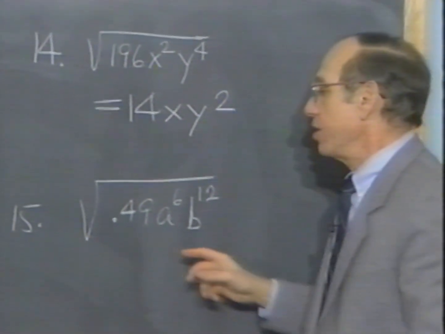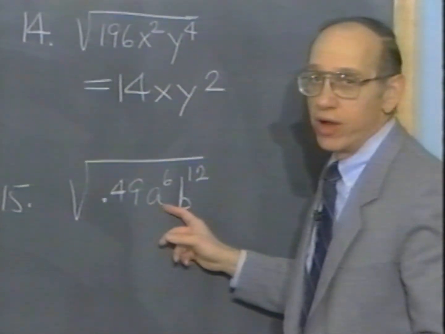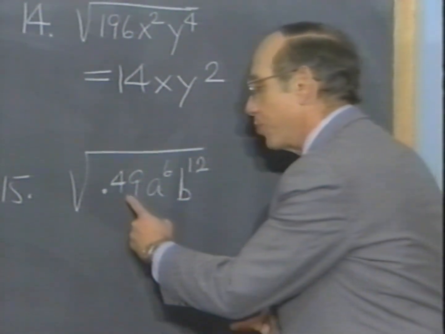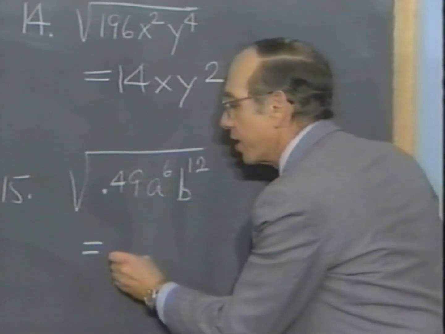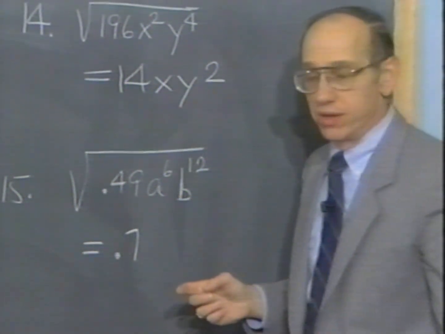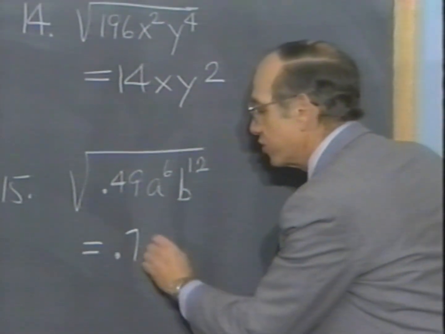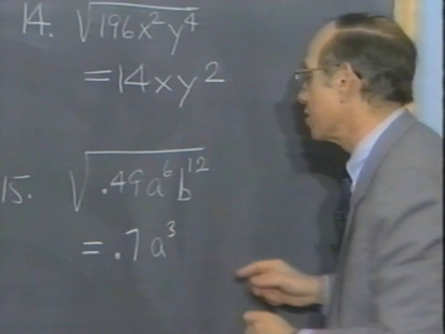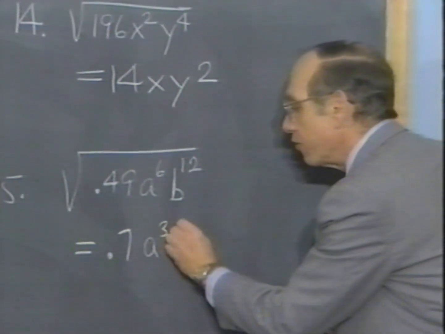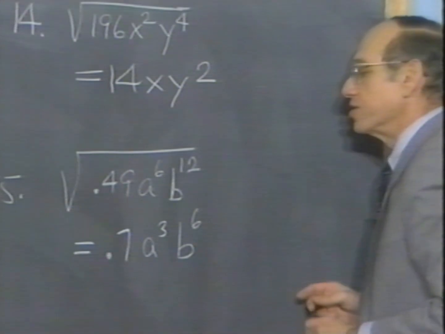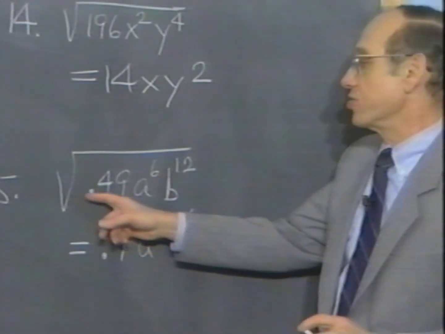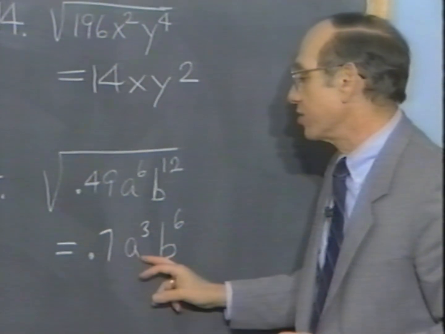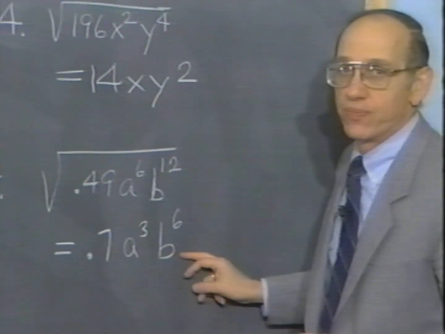Problem 15, we have the square root of 0.49 a to the 6th b to the 12th. Same reasoning. To get 0.49, you must have had to square 0.7. To get a to the 6th, you have to square a cubed. Is that right? A to the 3rd times a to the 3rd is a to the 6th. And to get b to the 12th, you must have had b to the 6th times b to the 6th. So the square root of 0.49 a to the 6th b to the 12th is 0.7 times a cubed b to the 6th.